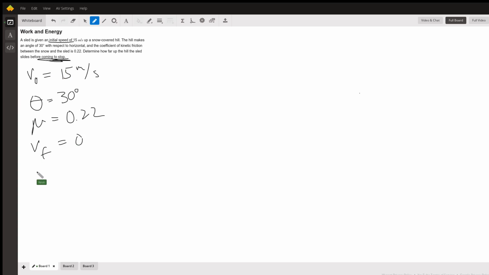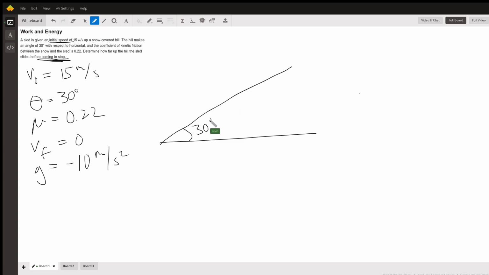And also implied is that the acceleration due to gravity is negative 10 meters per second squared. So once we have all this information, I like to draw a diagram. So we have an incline here, 30 degrees. We have an object on the incline moving forward at 15 meters per second. And we also have the forces acting on it.